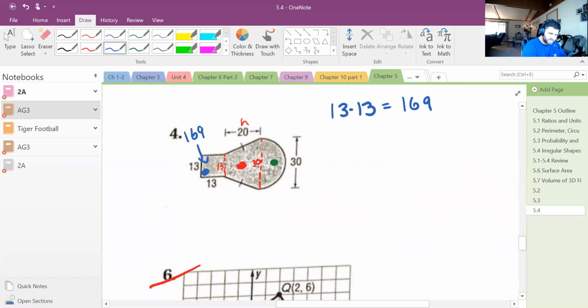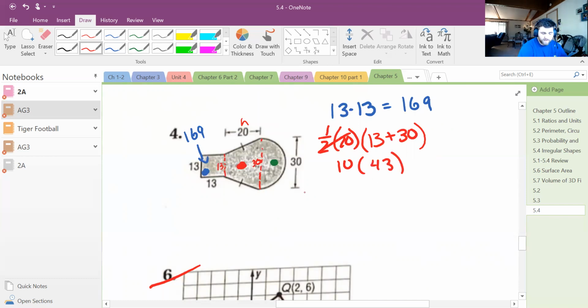Not bad at all. My trapezoid, I have 1/2. The height's going to be 20. We already went through this. Times 13, base 1, plus 30. So we have 10 times 43. 10 times 43 is what? Just add a 0. 430. So this trapezoid is 430.